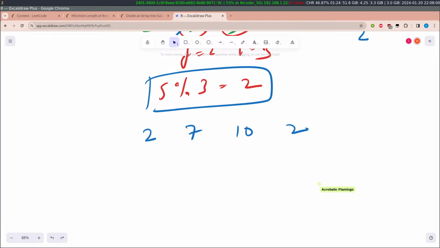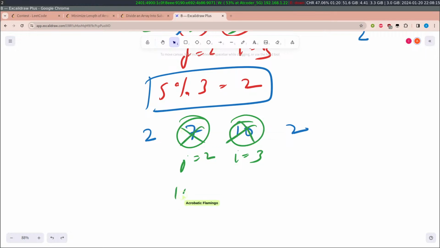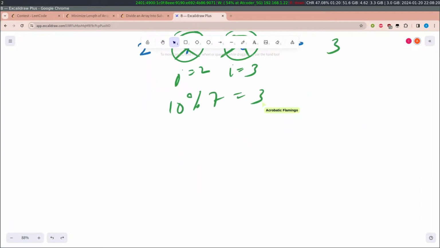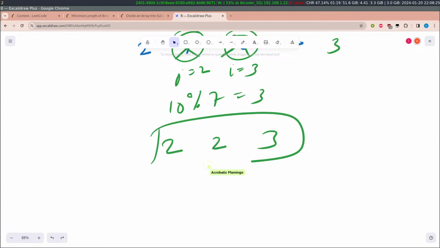Now let's say we choose two numbers, 7 and 10, where i is 3 and j is 2. Then we remove these two elements from here and add 10 modulo 7 equal to 3 at the end. So our new array would look like this, and we can keep doing it.